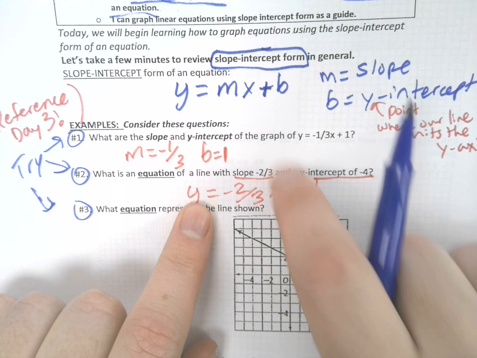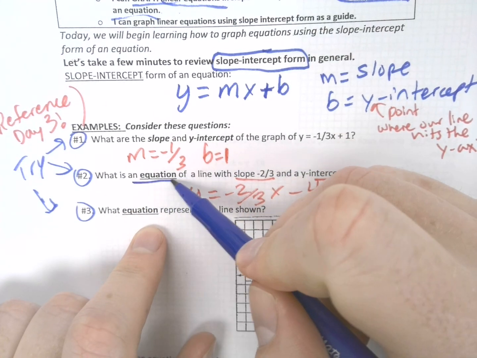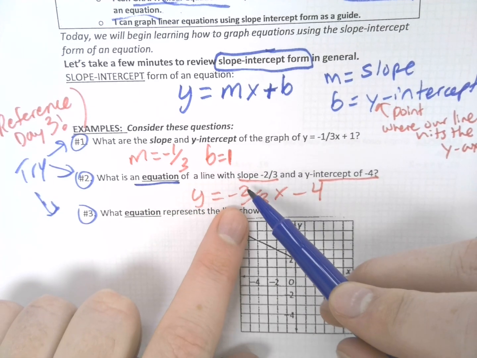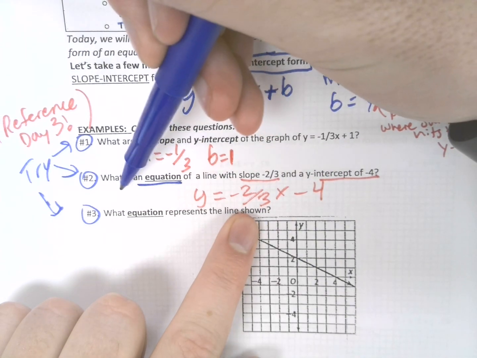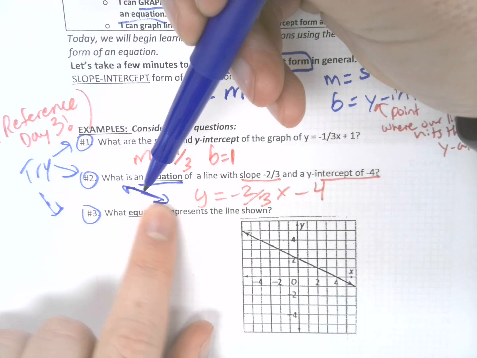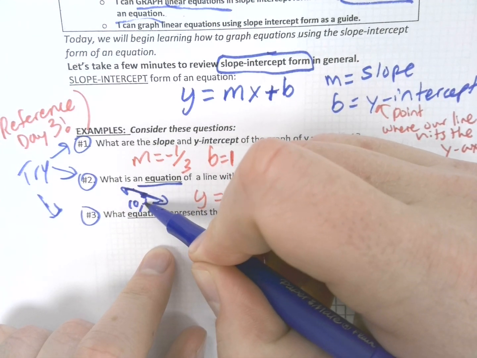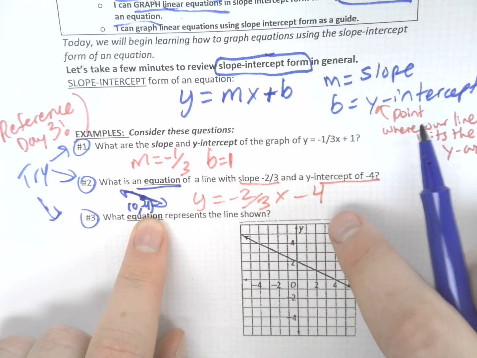Number 2, they give you the slope and the y-intercept, and they say, hey, write an equation for this slope and this y-intercept. So, hey, we got a slope that's negative 2/3, so y equals negative 2/3. So it's a pretty gradual sloped line downhill, and it hits at the point 0, negative 4. 0, negative 4 is on this line. Yep.